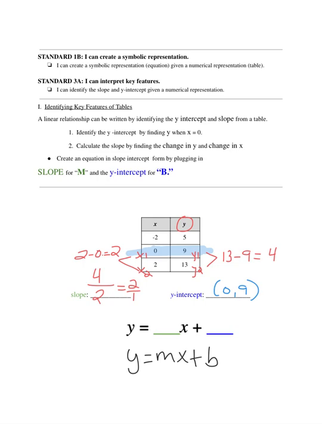So now I need to take this information and put it into my formula. So my slope is 2 over 1, which is m. So I need to put that in right here. So this would be a 2. And my intercept is 9. So I'm going to put that into my equation. So the equation for this table is y equals 2x plus 9.